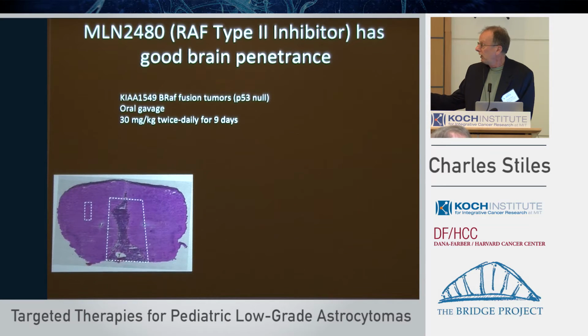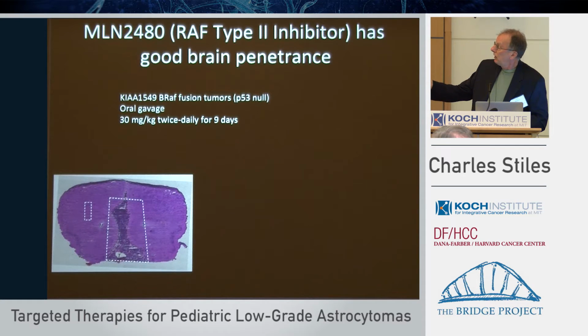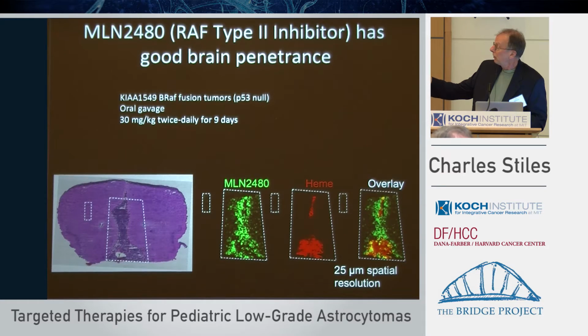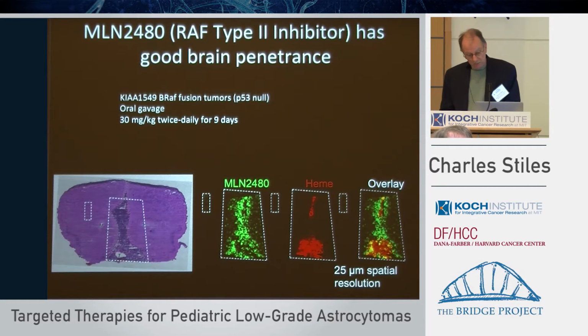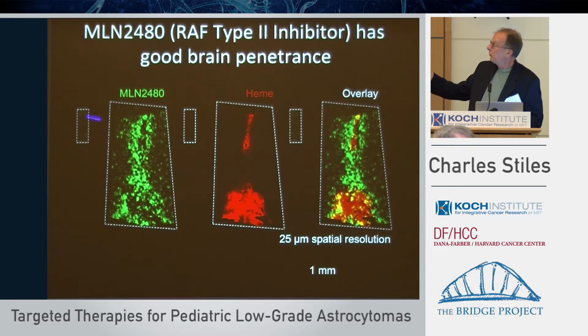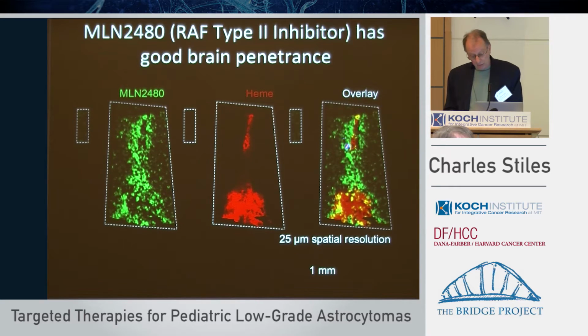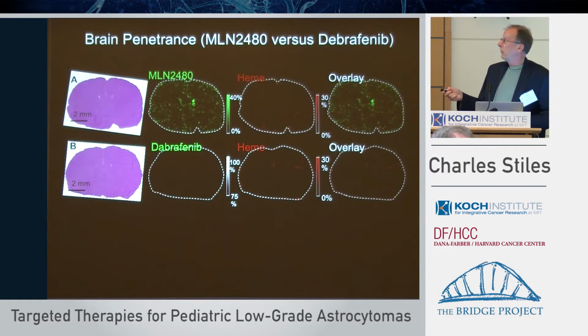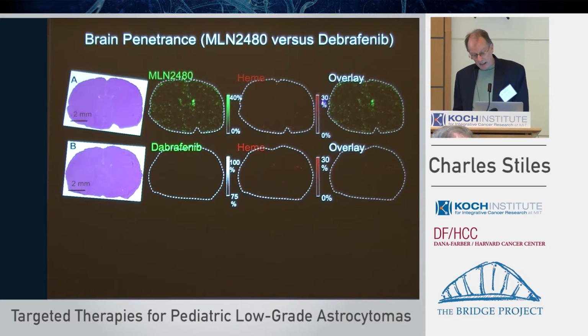You can see segregation. Those of you close to the screen, actually I'll blow it up here. You can see we're even getting drug into the healthy areas of the brain, and clearly the drug is segregating away from the heme inside the tumor. This just compares the penetrance of MLN2480 to dabrafenib. You can see a big difference in brain penetrance there. The drug works. It suppresses the growth of both V600E and the truncation fusion mouse tumor line in the mouse brain.